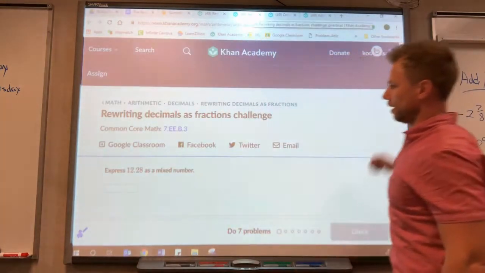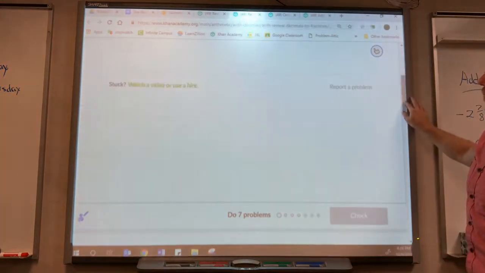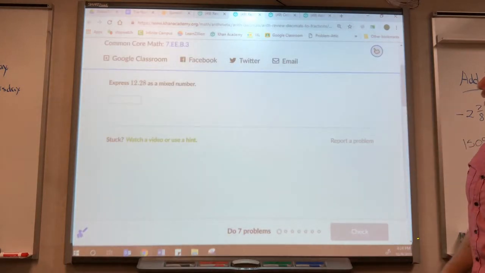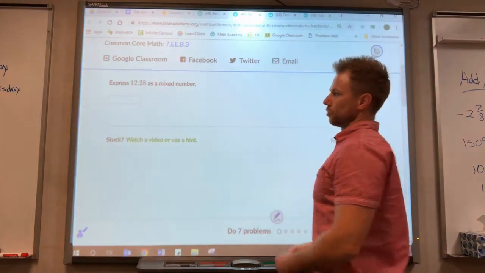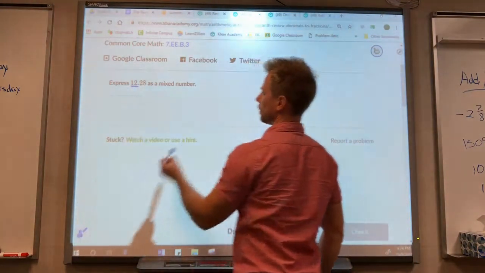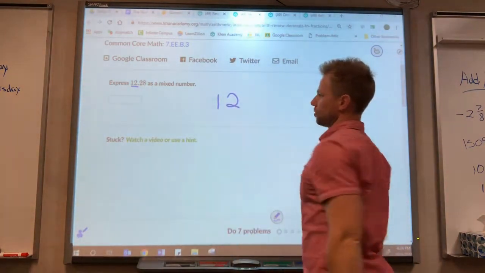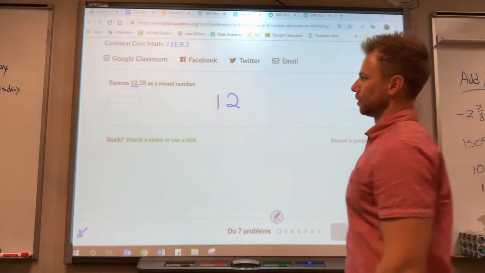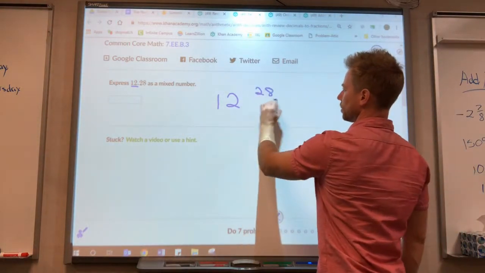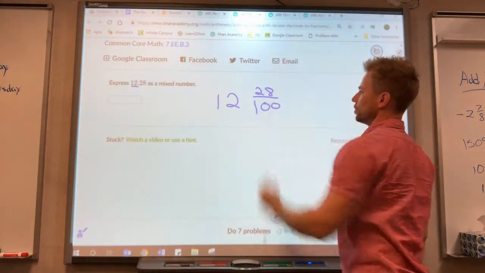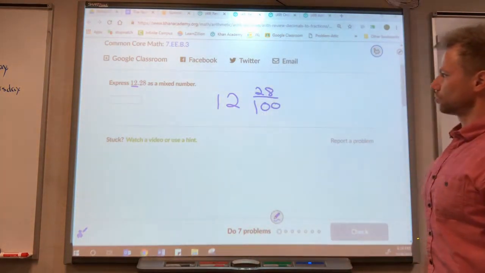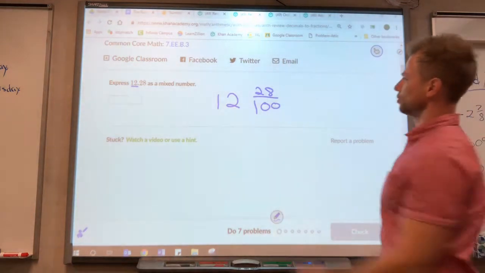Our second link, we have a decimal, we have to make it into a mixed number. So 12 is the whole number in front of the decimal, so we just leave that as a whole number. Then 28 goes in the numerator, and there's 2 numbers behind the decimal, so we need 2 zeros on the bottom. So 12 and 28 100ths.